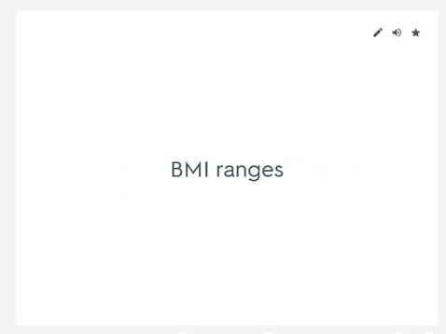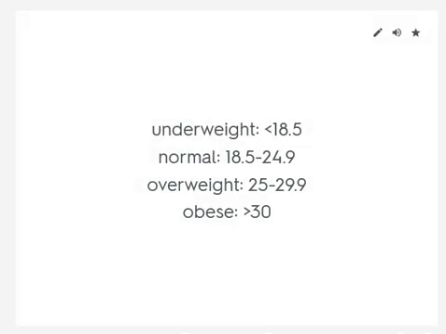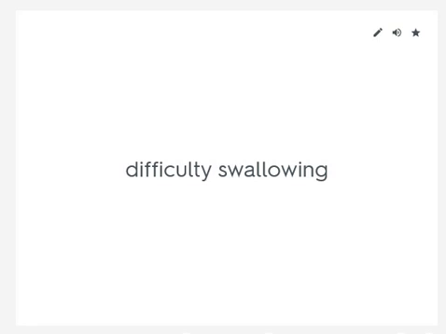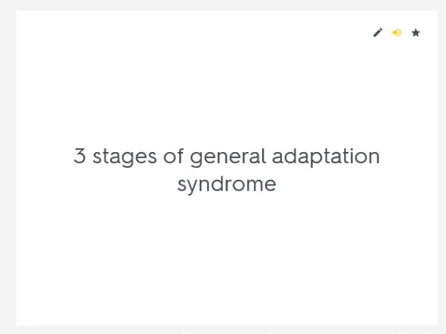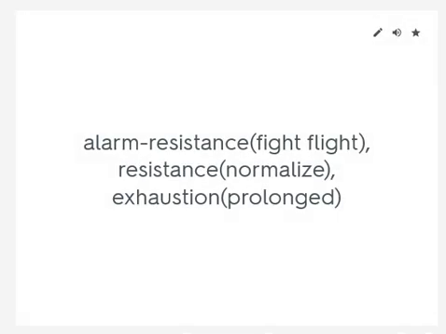BMI ranges: underweight less than 18.5, normal 18.5 to 24.9, overweight 25 to 29.9, obese greater than 30. Dysphagia: difficulty swallowing. 3 stages of general adaptation syndrome: alarm, resistance, exhaustion.